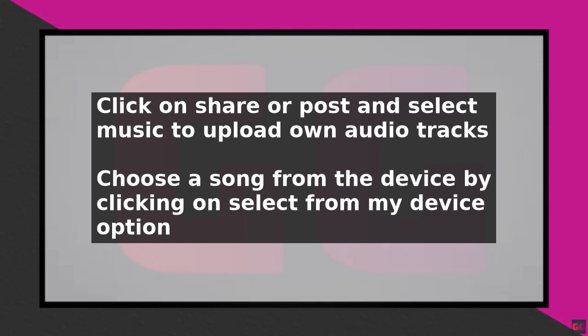To use your own music, click on the Share or Post option, and then select Music from the available choices, which also include layouts, media, text style, font, tag, text, and shadow.